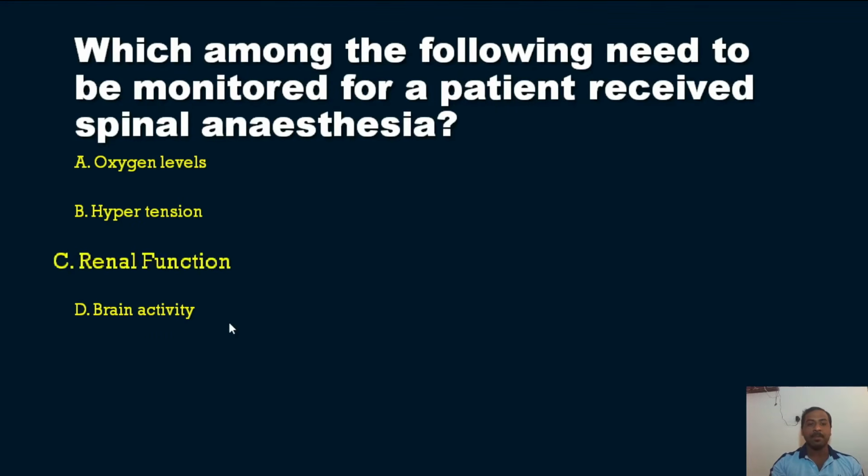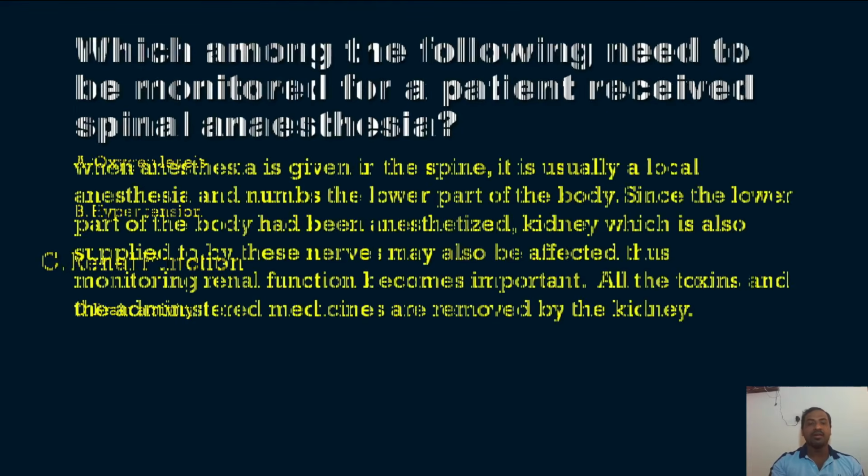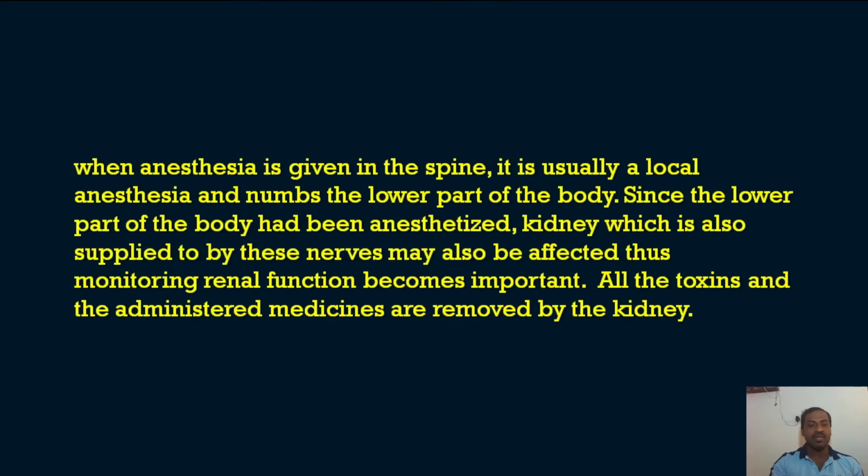So what is the answer? The answer is renal function. Why? We will explain why renal function needs to be monitored for patients receiving spinal anesthesia. When anesthesia is given in the spine, it is usually a local anesthesia, and definitely it numbs the lower parts of the body.